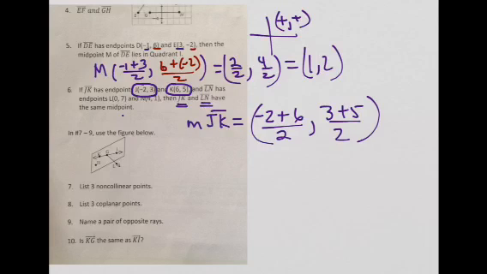So 6 minus 2 is 4. 4 divided by 2 is 2. 3 plus 5 is 8. 8 divided by 2 is 4. So this is the midpoint of JK.